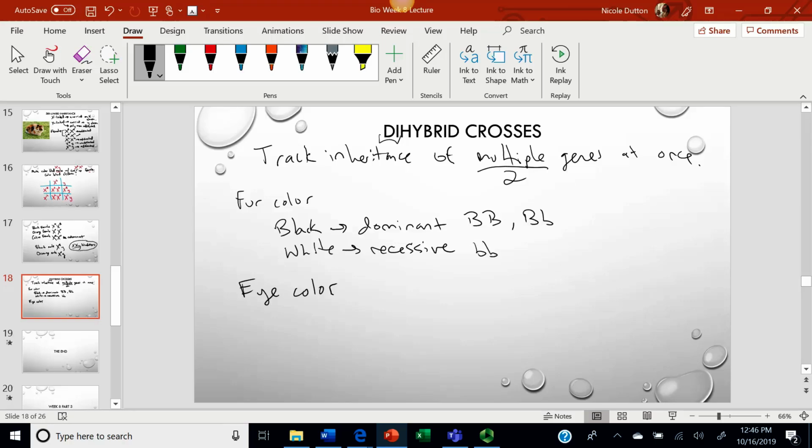With eye color, red eyes is dominant. White is recessive. So in order to express the dominant trait, they would have big R, or big R, little r, and to express the recessive trait, little r, little r. Now let's say we mate. Let me put the example on the next page.